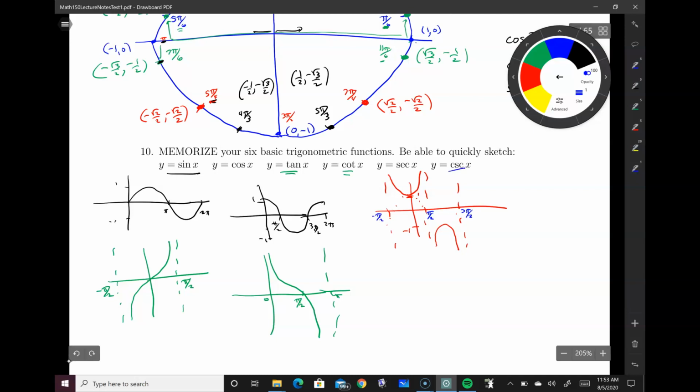All right, now let's do cosecant. Cosecant is off of the sine graph. So those cups are going to be here and down here. Again, up here at 1, down here at -1. And the asymptotes will be at pi and at 2 pi.